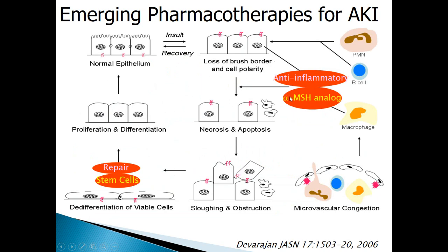And then in patients, looking at an anti-inflammatory response like an alpha MSH analog, or in the repair portion of it, stem cells, is also something that's being looked at. These are all things that, hopefully, at least one of them, if found to be successful, will come out in maybe the next 5 years or so. So you may see one of these therapies in the future.